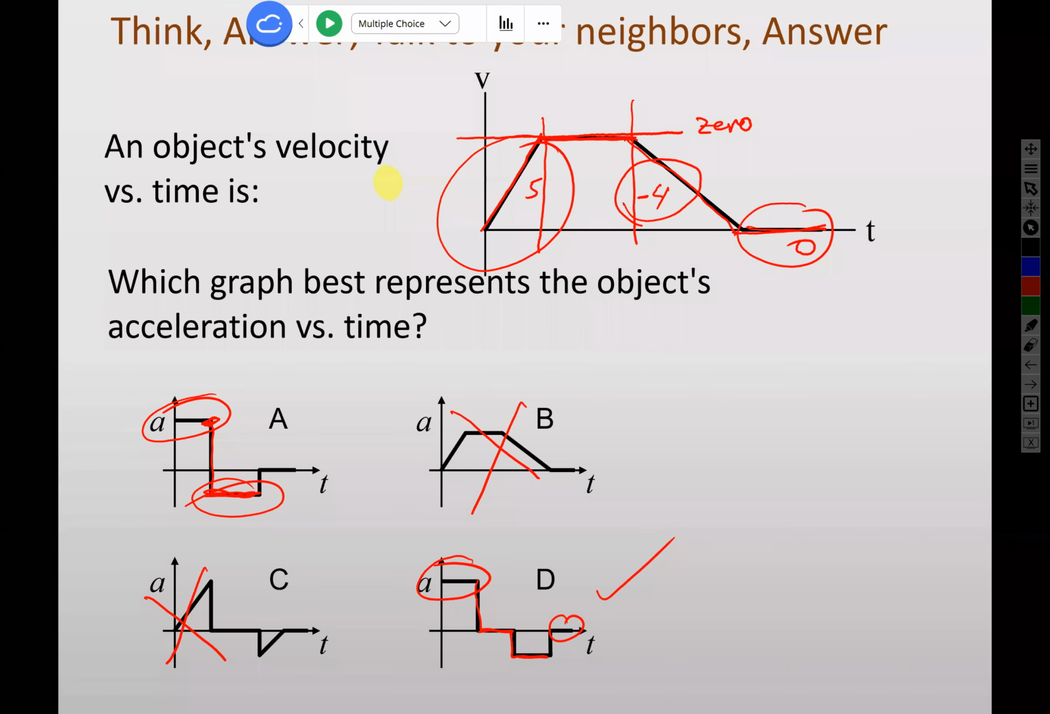Would letter C be an example of a velocity graph? A velocity graph is this, right there.